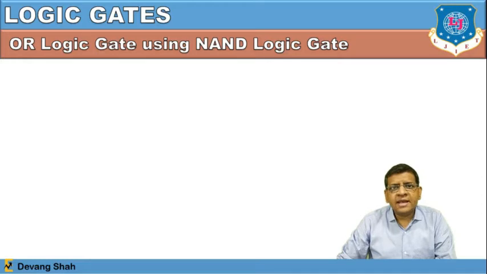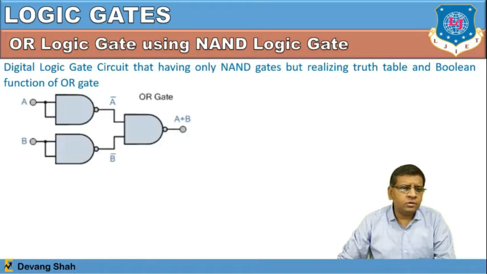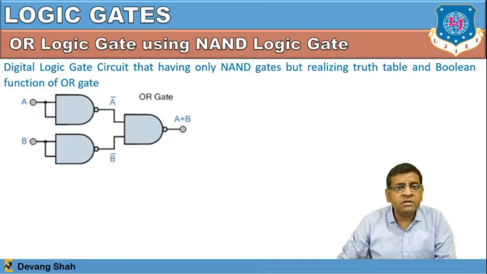Yes, NAND is AND plus NOT. Here you have to realize the OR, so ultimately your terminology is NOT then NAND, NOT then NAND. After A and B, the two inputs are given to NOT gates, and those NOT gates are connected to the NAND gate. You can realize A plus B. So here you applied A and B.